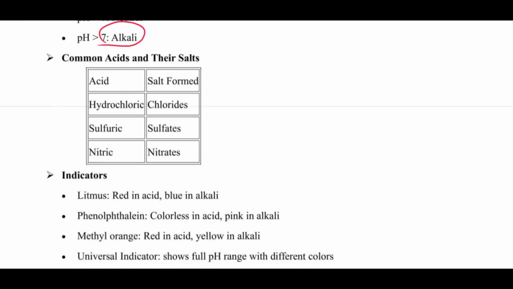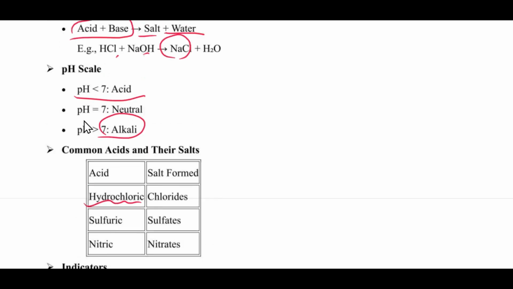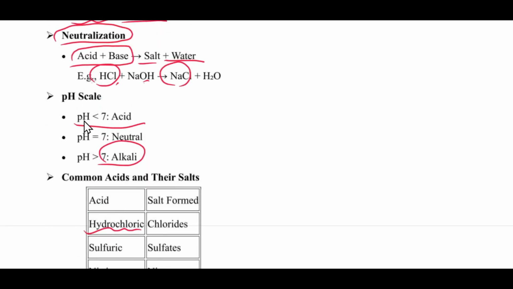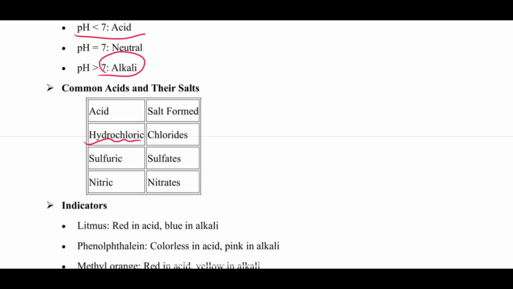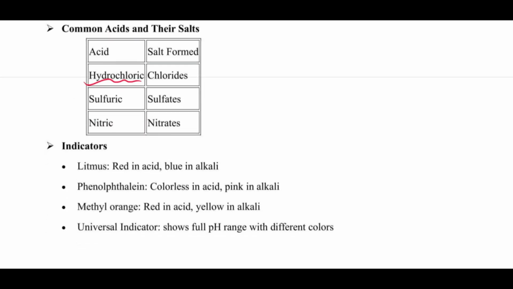Now let's see some common acids and their salts. So which acids will produce what type of the salts? We can see one by one. Hydrochloric acid usually gives chloride salts. For example, we can see over here HCl, it's a hydrochloric acid. So it is giving you sodium chloride, a chloride salt. Sulfuric acid will usually give you sulfate salts, and nitric acid will usually give you nitrate salts. So these are some of the acids and their common salts which you can see in the product when there is a neutralization reaction.